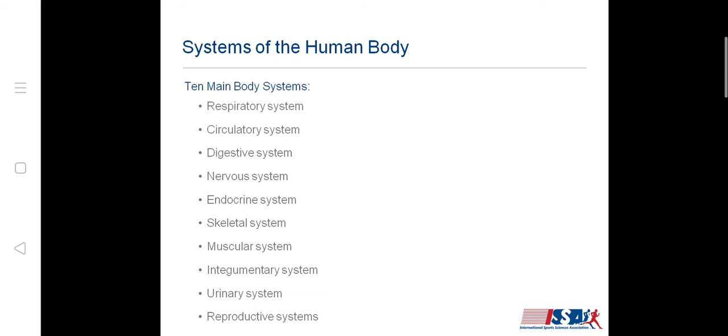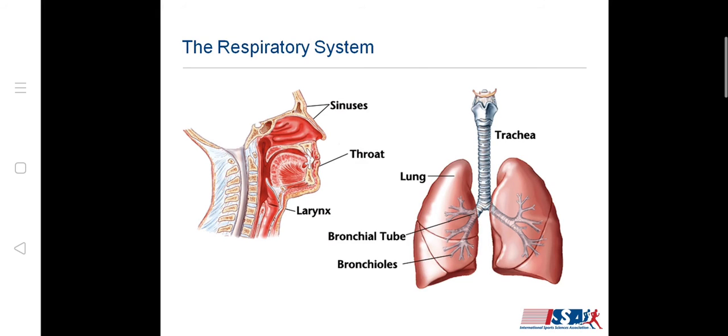There are 10 main body systems. These are as follows: the respiratory system, the circulatory system, the digestive system, the nervous system, the endocrine system, the skeletal system, the muscular system, the integumentary system, which includes the skin, hair, nails, and associated glands, the urinary system, and the reproductive systems. Let's review the systems that we'll encounter most in exercise science.